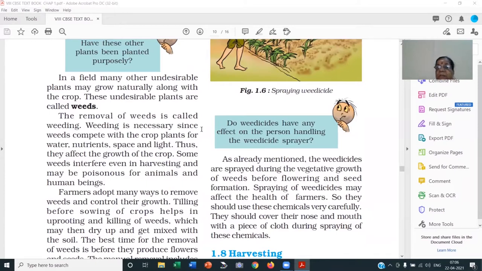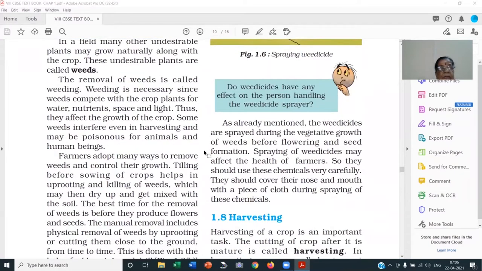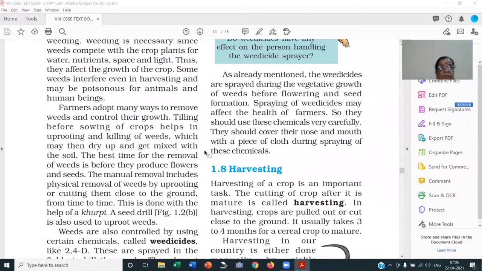Whatever nutrients we supply as manure and fertilizer, the weeds will also compete to take. Some weeds interfere even in harvesting and may be poisonous for animals and human beings. So they have to be removed. Farmers adopt many ways to remove weeds and control their growth. Tilling before sowing of crops helps in uprooting and killing weeds, since we are turning and loosening the soil, and they may then dry up and get mixed with the soil.